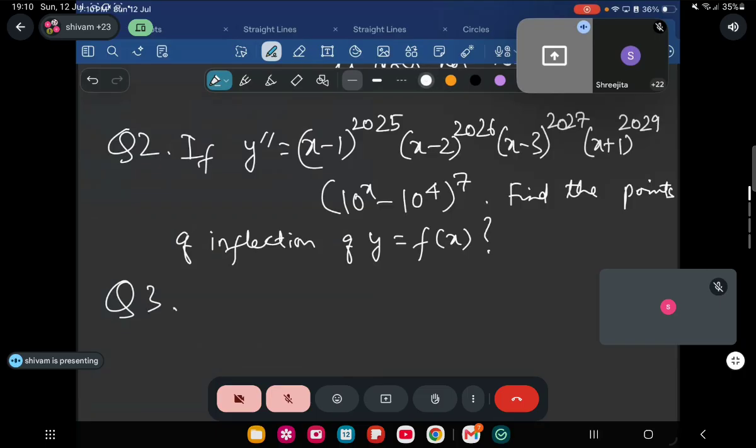Question number 3. Sketch the curve y equal to x to the power 4 minus 4x cube plus 10. Quickly solve.